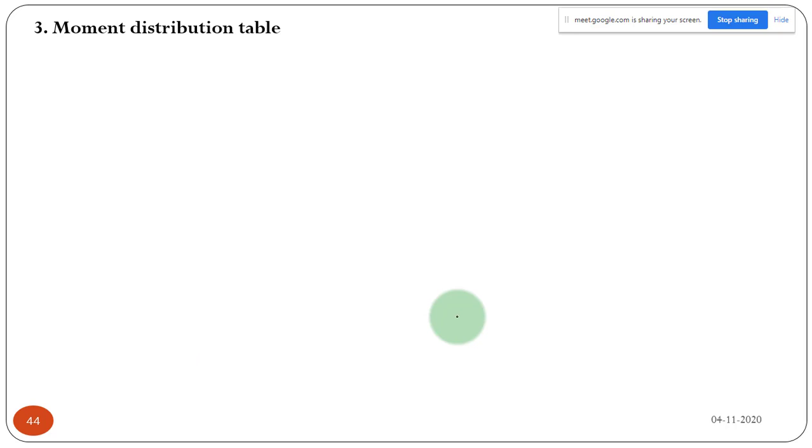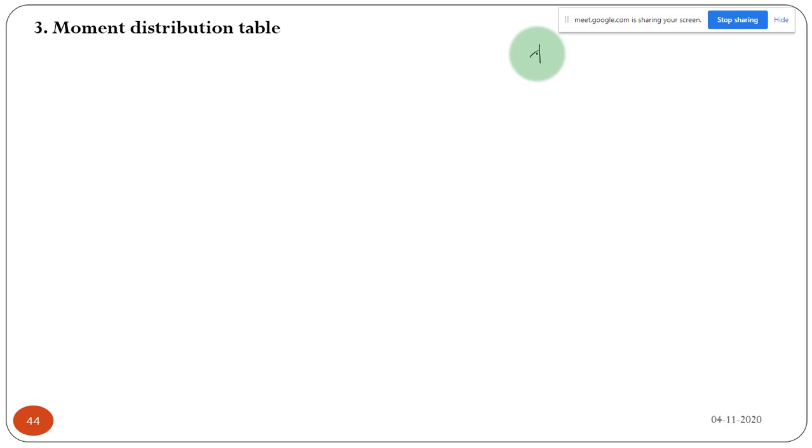So we have here a 3-span beam. So the distribution table will be a little larger, a bigger table, and here you have to do many cycles. You won't get an accurate answer after 1 or 2 cycles. You have to go for a larger number of cycles. Finally, you will get an approximate answer.